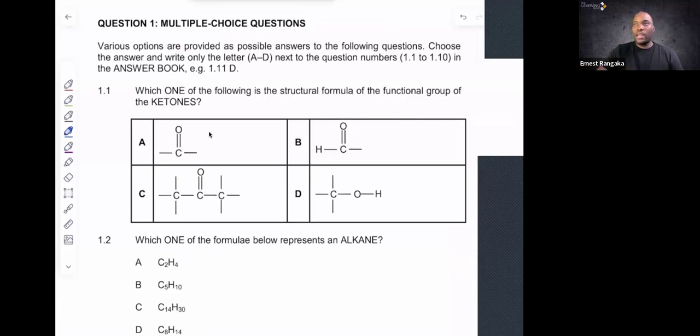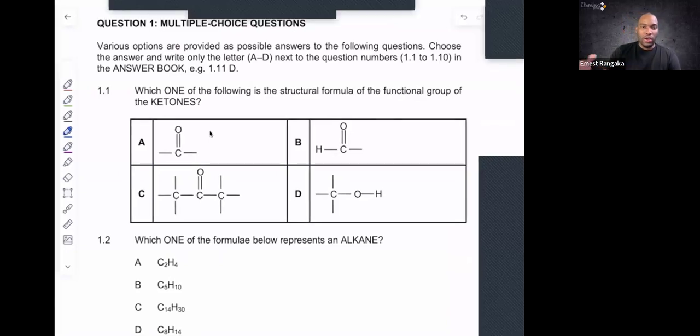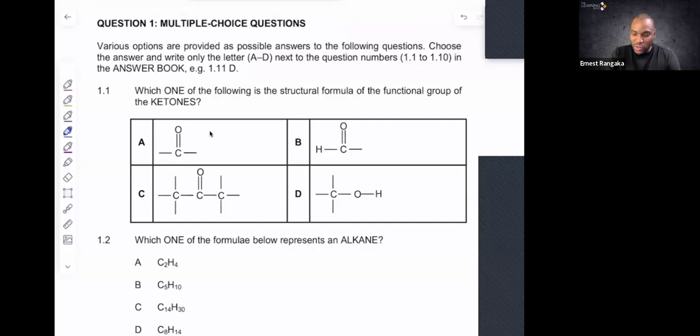A, B, C, or D. And that's how I'll know what your guys' answers are. So 1.1 says, which one of the following is a structural formula for the functional group of the ketones? All I want you to do is post A, B, C, or D in the chat. I'm going to give you guys 2 minutes.